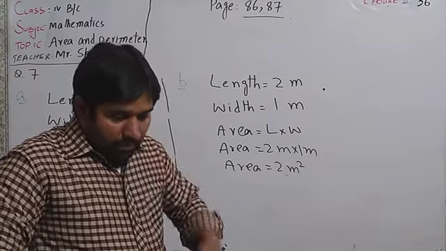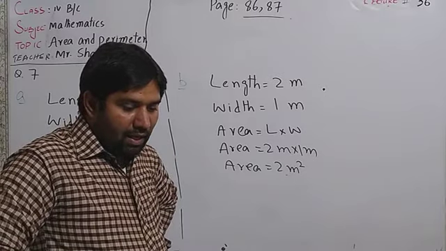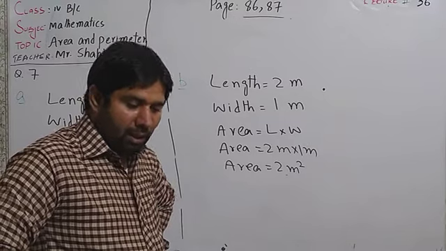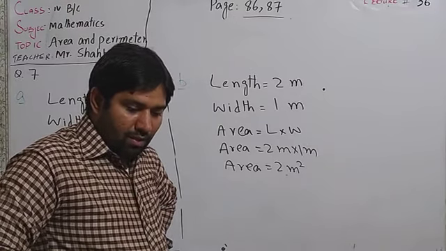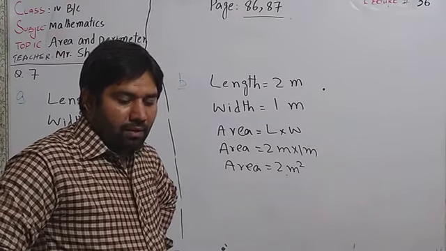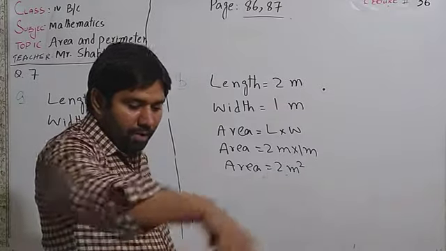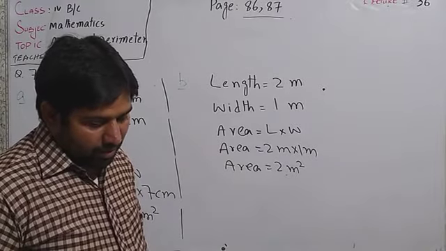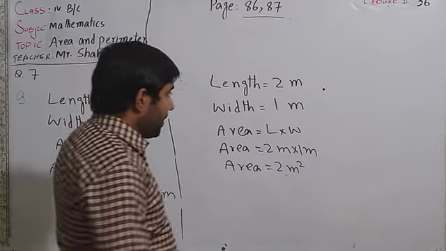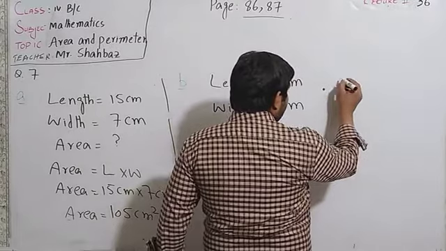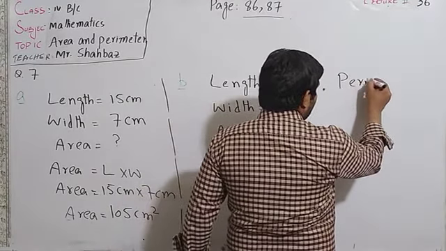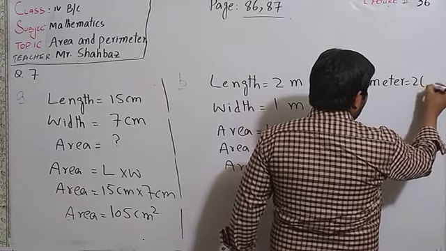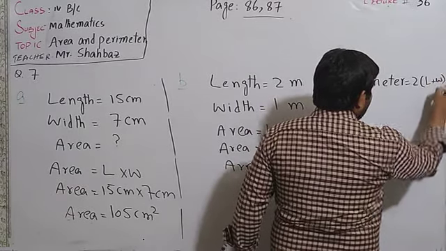There is another part: if Sid walks around it once, what distance does he cover? That means we have to find the perimeter. Perimeter is the boundary of that bed, around the bed. So what is its perimeter? And you know that perimeter is equal to 2 times length plus width.